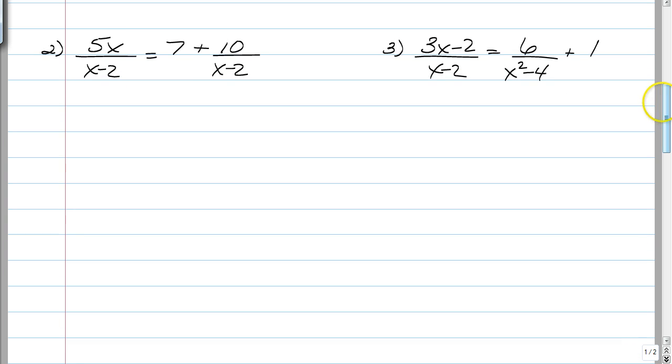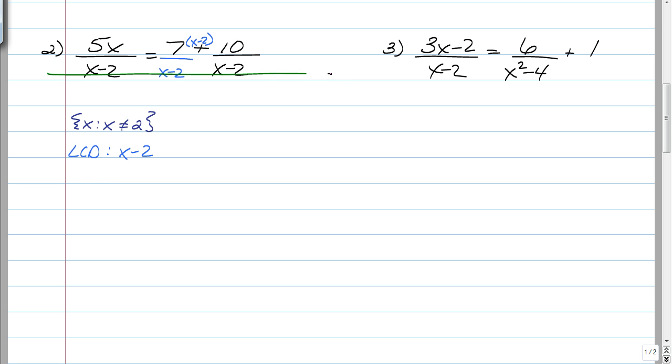In example number 2, the first thing we're going to want to do is, again, state our domain. So if we look through here, the only thing x is not allowed to be is 2. So x cannot equal 2, because if we put a 2 in, we'd have a 0 in the denominator. Our LCD is going to be x minus 2. So the only thing this needs is an x minus 2. So we need to multiply the top and bottom by x minus 2.